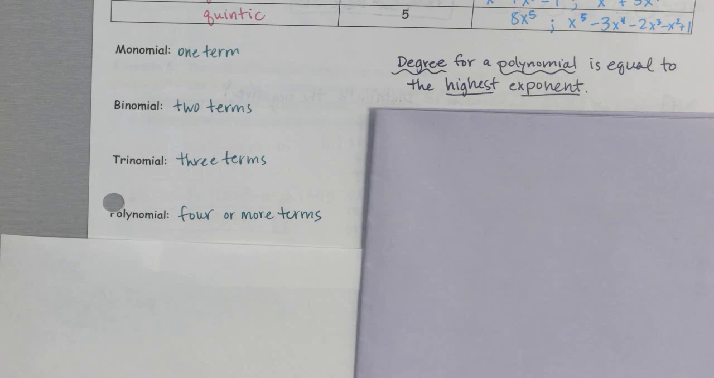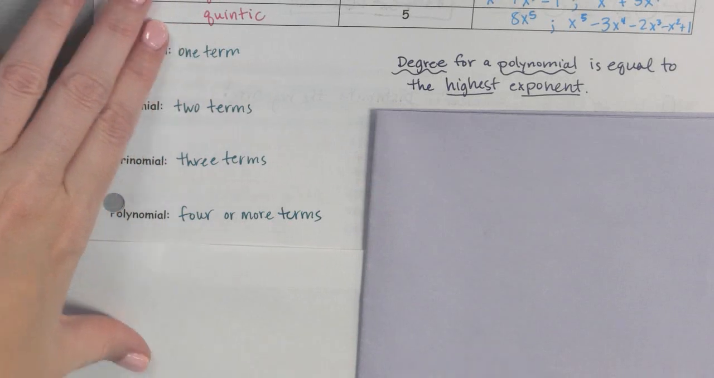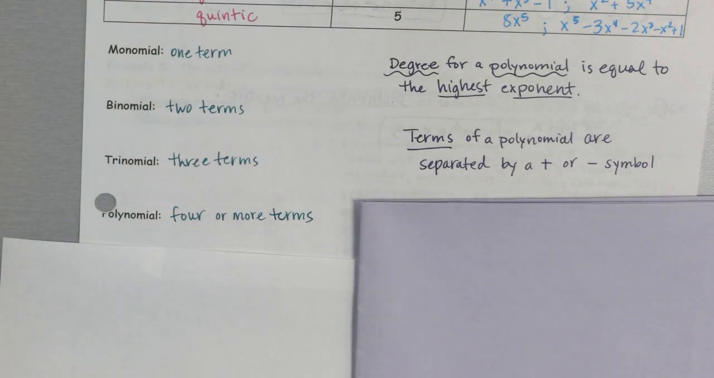Do you guys know how you can tell what the terms are? Like what separates them? What separates the terms? Addition, subtraction. Exactly, addition and subtraction. Good. So terms of a polynomial are separated by either addition or subtraction. So either a plus or a minus symbol. And that's how you can count the number of terms. Okay, so the terms of the polynomial are separated by a plus or a minus symbol.